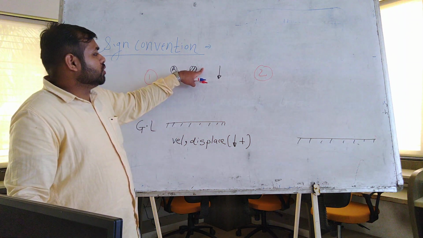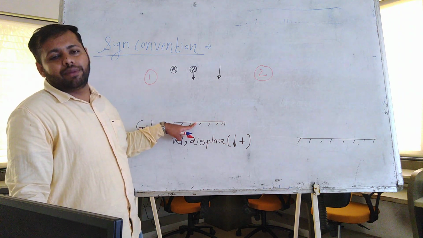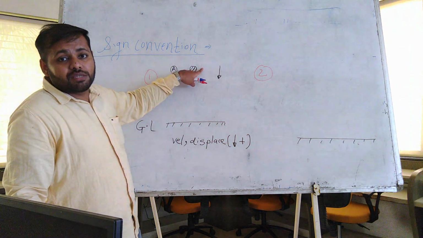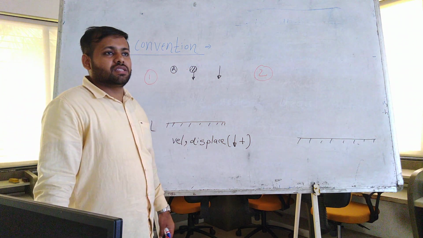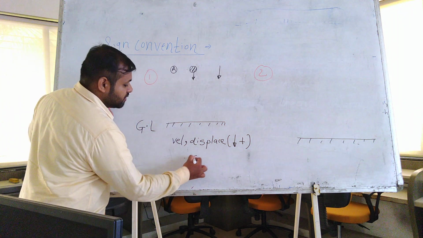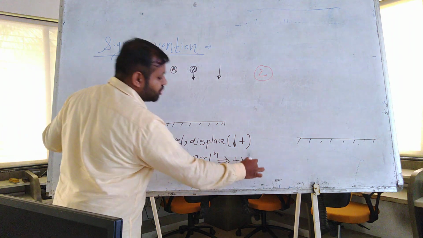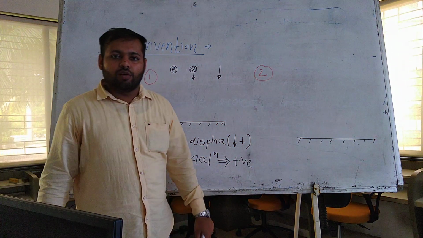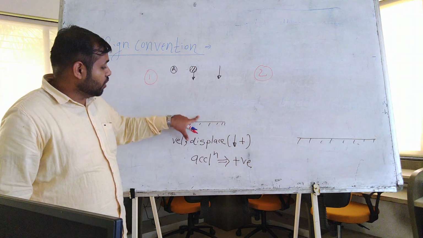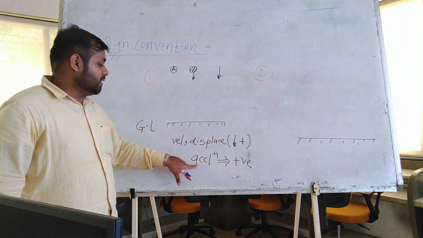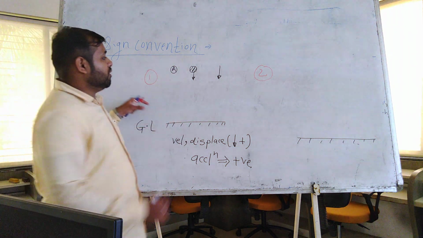Say initial velocity is 0 meter per second, and when it strikes the ground, it has velocity say 10 meter per second. It means that the velocity has increased from the initial position to the final position. So if velocity increases in the direction of motion, acceleration is considered as positive acceleration. Velocity in downward direction, positive. Displacement in downward direction, positive. Then acceleration is also taken as positive.